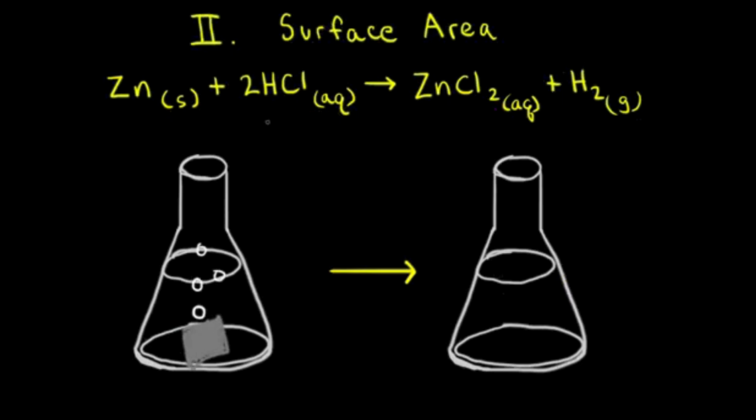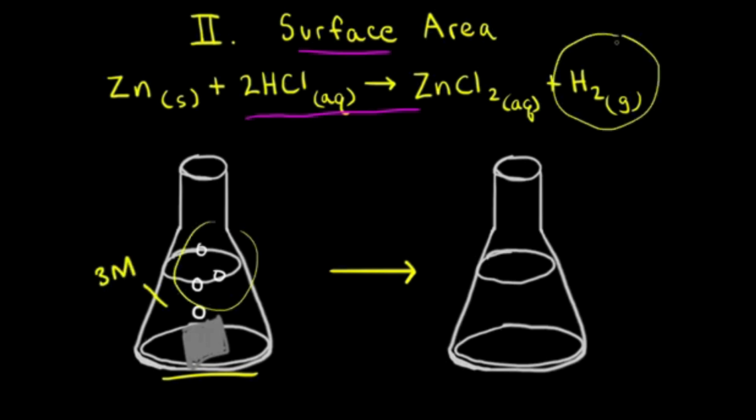Let's use this same reaction to talk about another factor that affects the rate of reaction, and that factor is surface area. We've already reacted a piece of solid zinc with hydrochloric acid. We could use 3 molar hydrochloric acid again, and we saw some bubbles come off of the piece of zinc, indicating that hydrogen gas was produced.